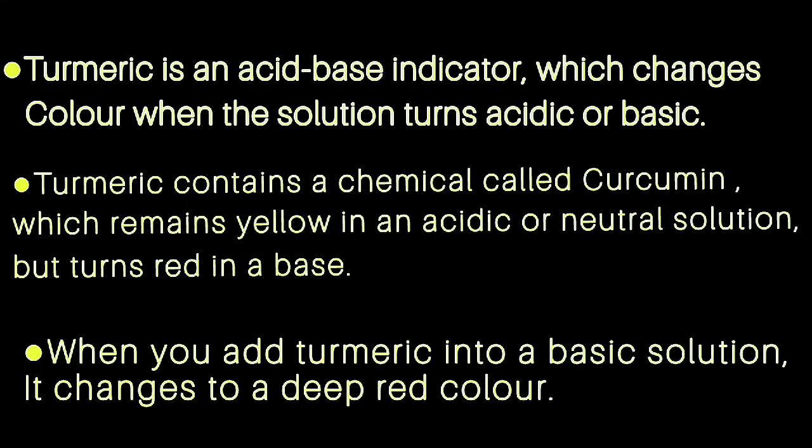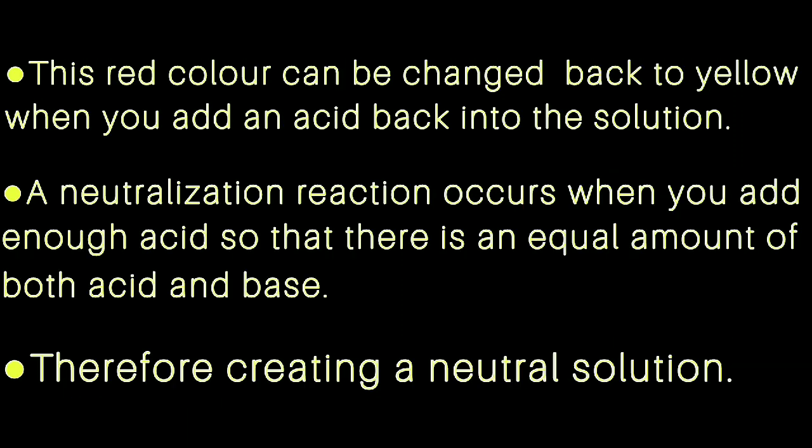Turmeric is an acid-base indicator which changes color when the solution turns acidic or basic. Turmeric contains a chemical called curcumin which remains yellow in an acidic or neutral solution but turns red in a base. When you add turmeric into a basic solution, it changes to a deep red color. This red color can be changed back to yellow when you add an acid back into the solution.